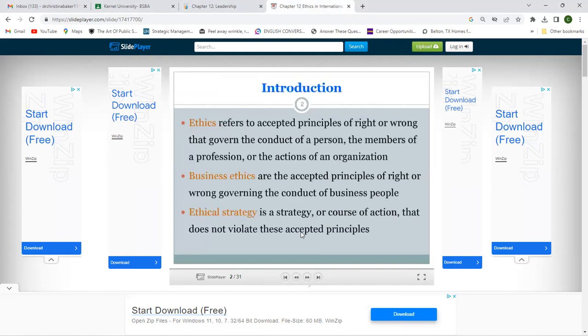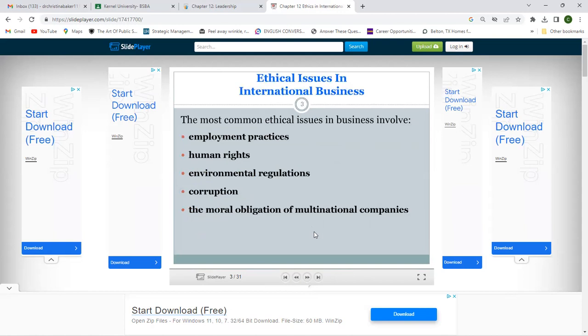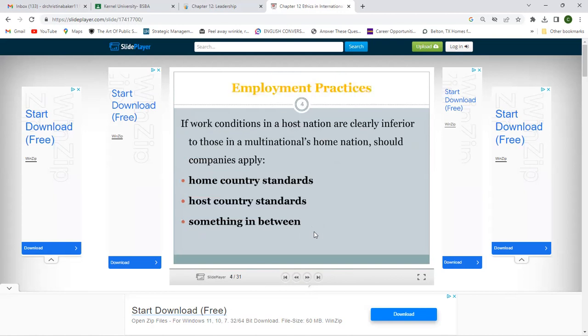Ethics refers to accepted principles of right and wrong that govern the conduct of a person, the members of a profession, or the actions of an organization. Business ethics are accepted principles of right and wrong governing the conduct of business people. An ethical strategy is a course of action that does not violate any accepted principles. The most common ethical issues in business involve employment practices, human rights, environmental regulations, corruption, and the moral obligations of multinational companies.